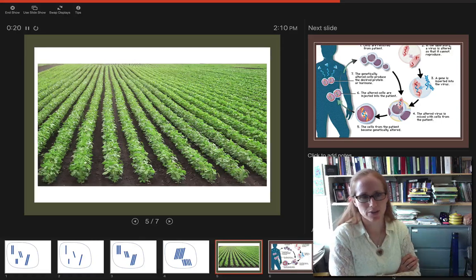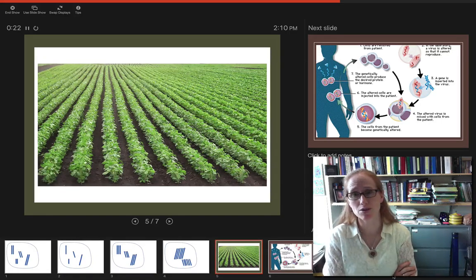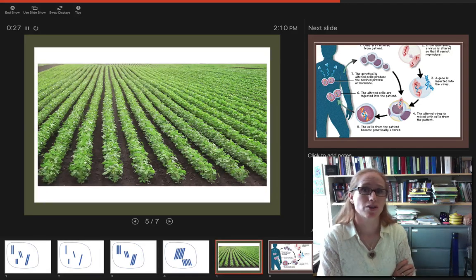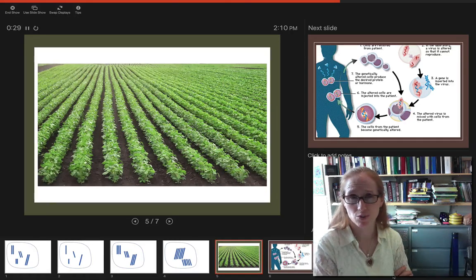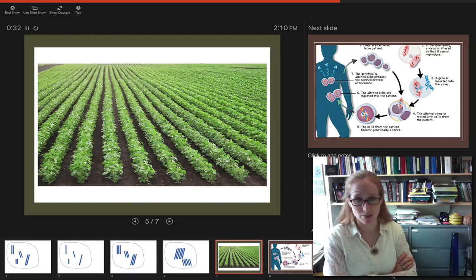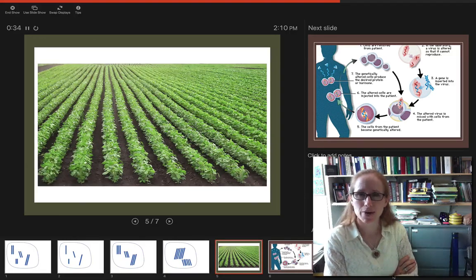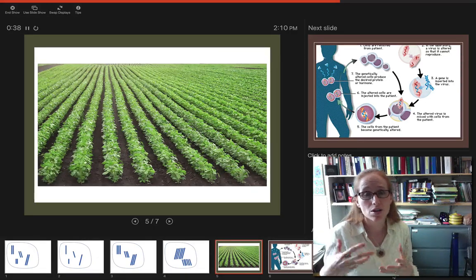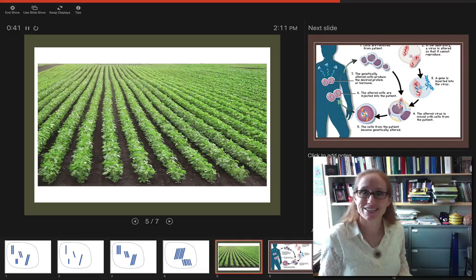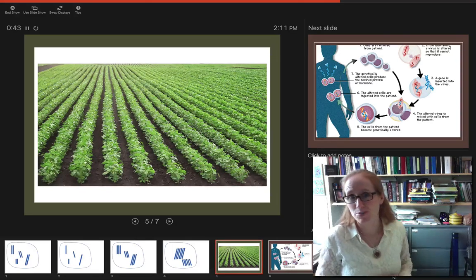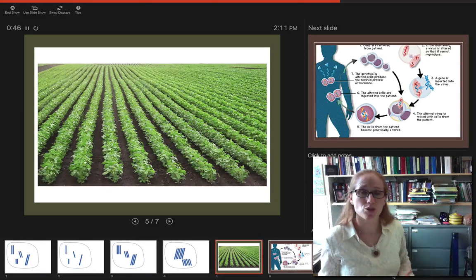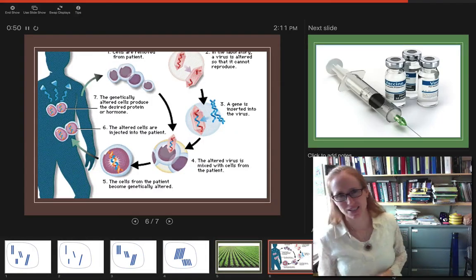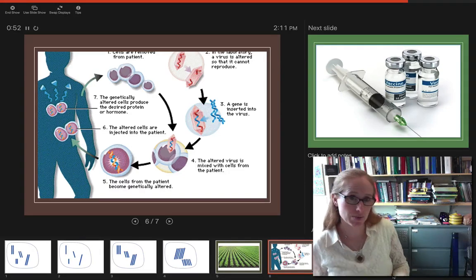So, let's say we have this crop field and we have crops that are growing, but we're trying to grow them in the desert Southwest, and we're having lots of drought, and these plants are not surviving very well. But we notice that there's some weeds around that are surviving really well despite the drought conditions. So we can actually isolate that drought resistance gene from these weeds, and then we can splice it in to our crops so that we can have crops that are more drought resistant. So that's one application.